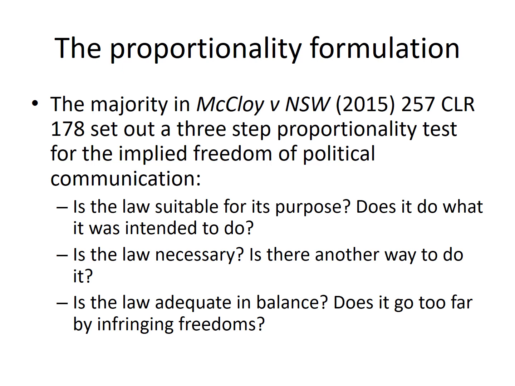The three steps of the test are: first, to ask whether the law is suitable for its purpose. This involves asking whether it does what Parliament intended it to do. If it doesn't, it may be held to be invalid. Secondly, if it does do what Parliament intended it to do, it involves asking whether the law is necessary. This means asking whether there is another way to achieve the purpose that has less undesirable consequences. If there is another way to do it, the law may be invalid. Thirdly, if there is not another way to do it, it involves asking whether the law is adequate in its balance. This is asking whether, even if it is suitable and necessary, does it nevertheless go too far by infringing some kind of freedom? If it does, the law may be invalid.